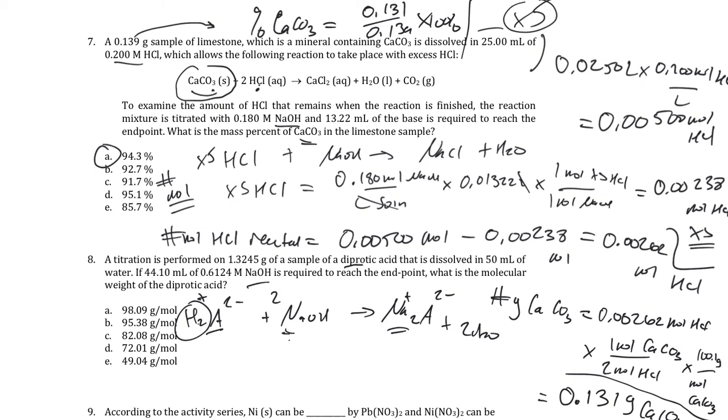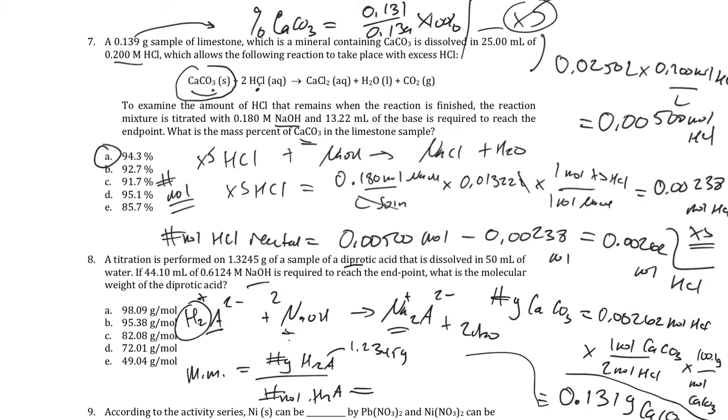So the molar mass, that's what we're looking for here. What's the molecular weight? It's the same number as the molar mass. So the molar mass of the sample would be equal to the number of grams of H2A divided by the number of moles of H2A that are present in the sample. We already know this is 1.2345 grams. The question is how many moles of H2A are there? Well, I get this quantity from the sodium hydroxide.